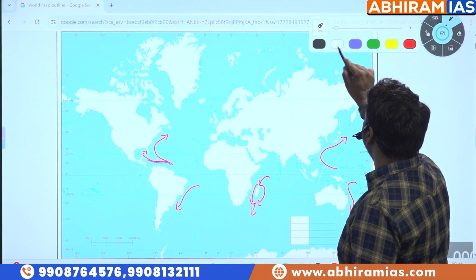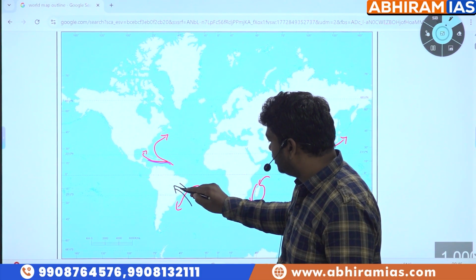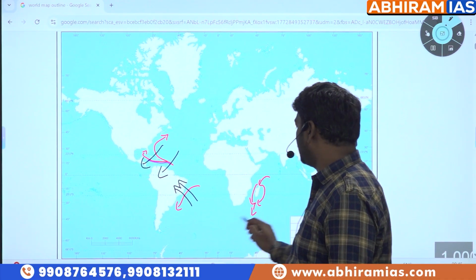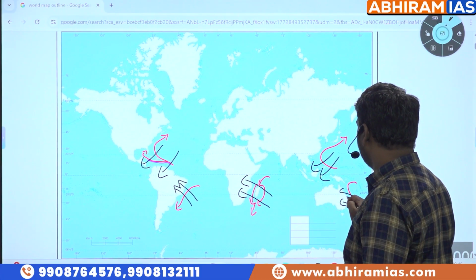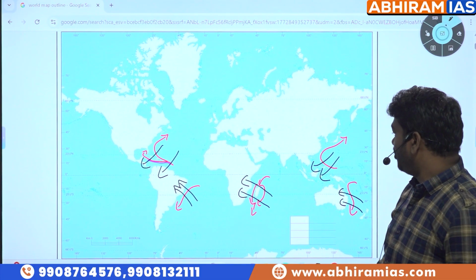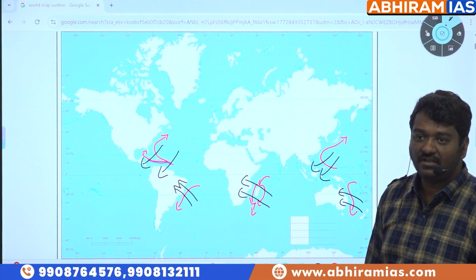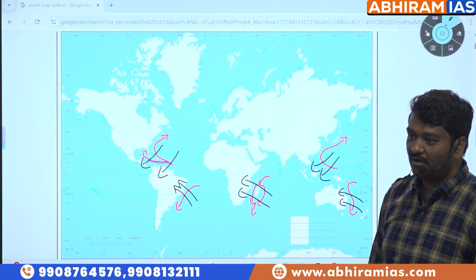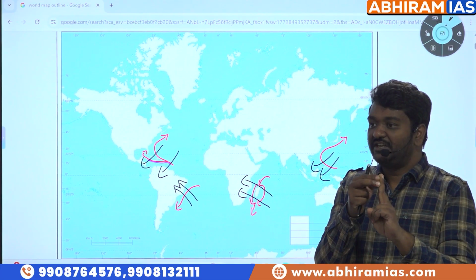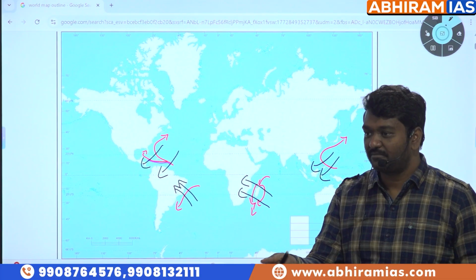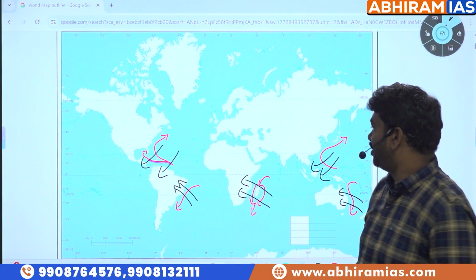Second, which are the winds in all these areas? Trade winds: southeast trade winds, northeast trade winds. Are they blowing from sea to land or land to sea? Will they give rainfall? What are the two reasons? Warm currents and onshore trade winds. Is it coming from the sea? Marine climate. Are you getting the point? So it is called marine climate.